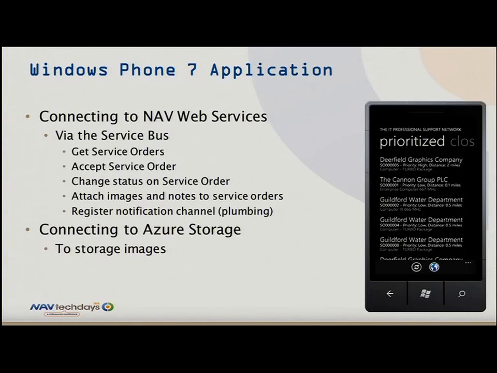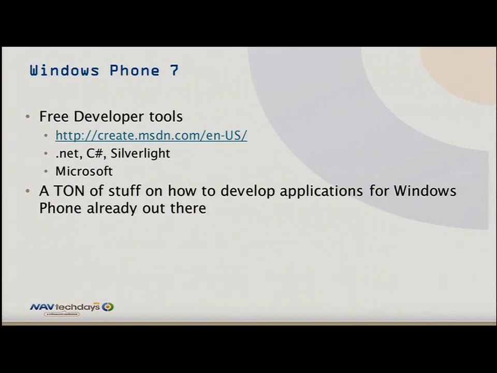The Windows Phone 7 app connects to web services via the service bus to get all of the things in the API, and connects to Azure Storage to store images. If you want to try out and play with Windows Phone 7, the developer tools are free. There's a lot of stuff out there for creating apps for Windows Phone. Of course, being Microsoft, I created the app on Windows Phone. It would probably be just as easy to create it on iPhone or Android, because what I use via the service bus is standard HTTPS web services, so you would be able to write an application doing that. I won't help you do that, of course.